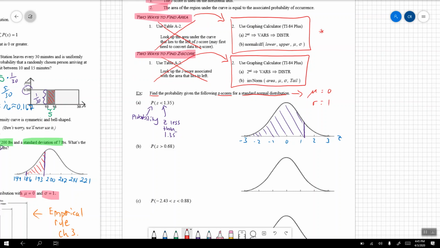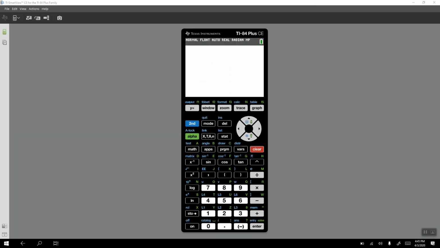So we're going to have to go to the TI-84. We're going to go to second, VARS, and then distribution. All right, so let's access that TI-84. All right, here's the TI-84.